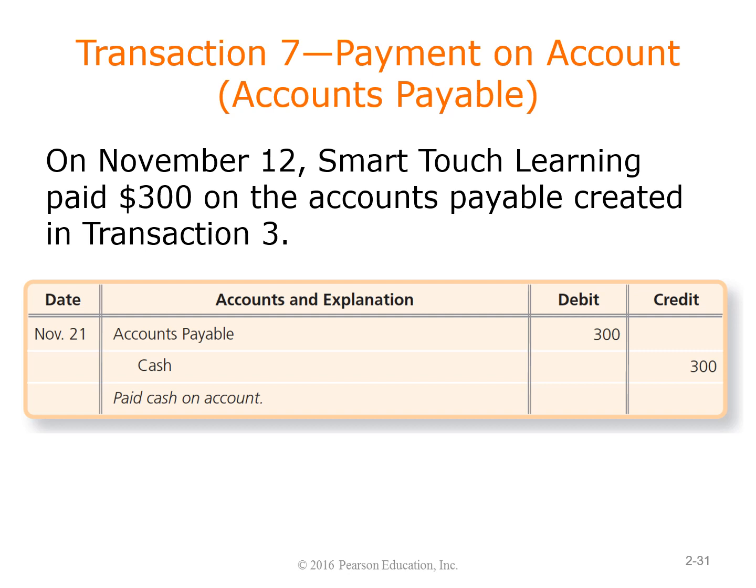Transaction 7, payment on accounts payable. On November 12, Smart Touch Learning paid 300 on the accounts payable created in transaction 3. So accounts payable decreased because we paid some of our liability, and the cash decreased because we paid.